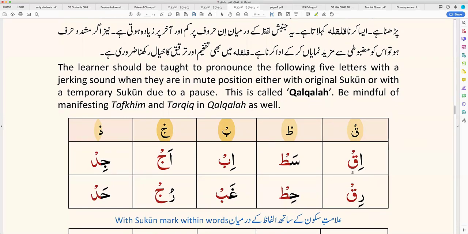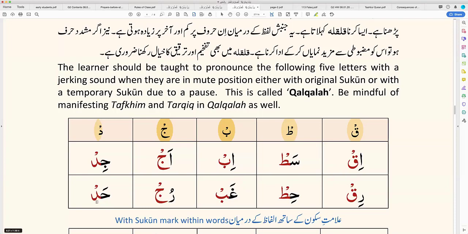When you join a sakin letter, which happens also to be a qalqala letter, then what happens is you make a slight jerk on that sound. Only a very slight jerk, okay? And I'll demonstrate it as I go along. Iq, sat, ib, aj, jid, riq, hit, ghab, ruj, had.